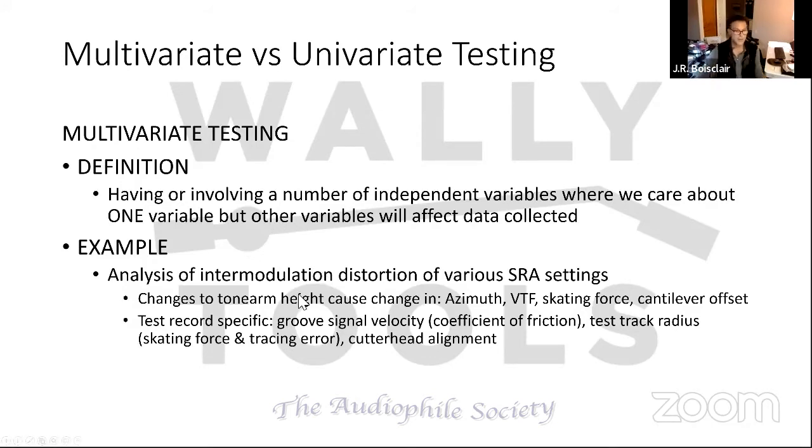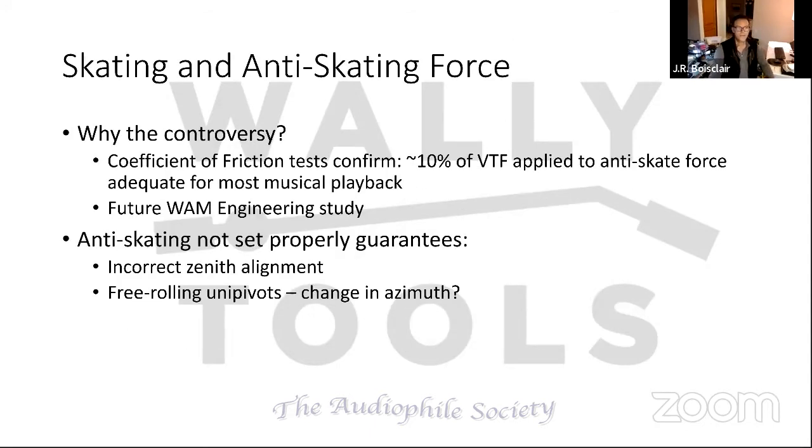And it's of course test record specific. I mean, because you're using a test record, you're trusting that the cutterhead engineers got it spot on. So I don't like multivariate testing. Azimuth is the one test where we can't get away from it. Okay, skating and anti-skating force.